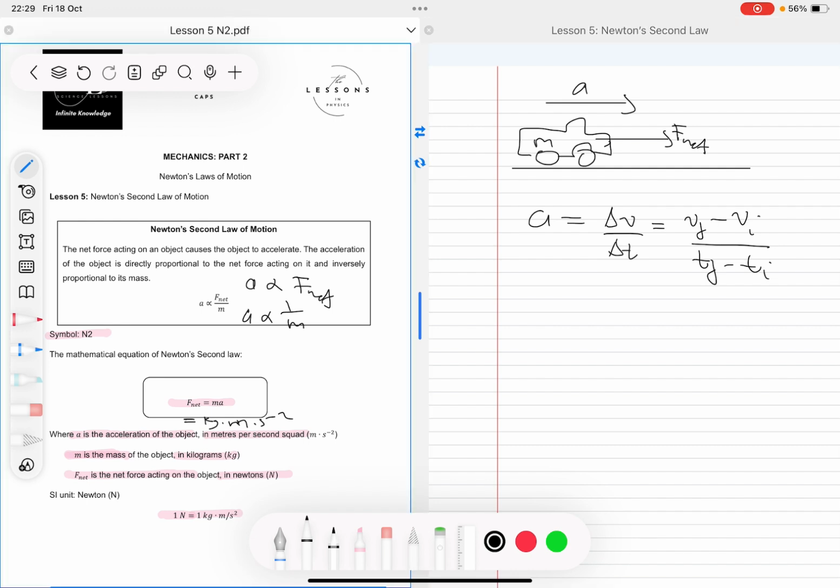Now, this allows from this equation the proportion relationship between net force and acceleration to take place. This allows that if the net force increases, the acceleration also increases, or if the net force decreases, the acceleration also decreases, because this will be a constant. We call it a constant of proportionality in that equation.